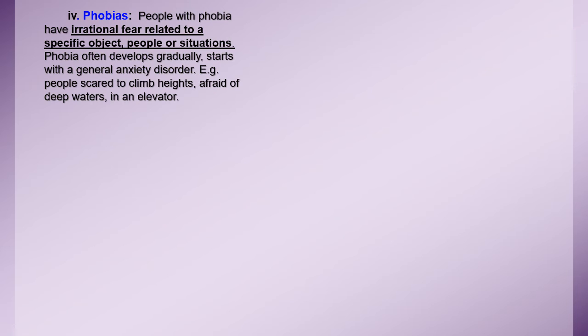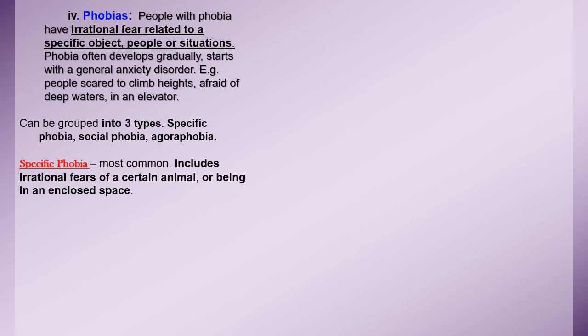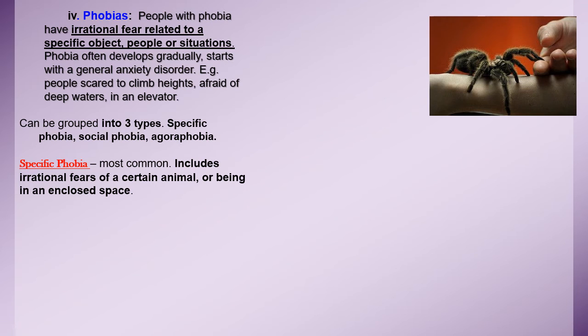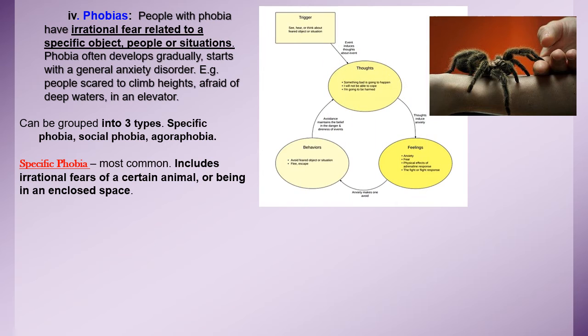In general, phobias can be grouped into three main types: specific phobia, social phobia, and agoraphobia. Specific phobias are the most commonly occurring type of phobia, and this group includes irrational fears such as intense fear of a certain type of animal or of being in an enclosed space. Specific phobias have a certain triggering point. Triggers are when you see, hear or think about the feared object or situation.